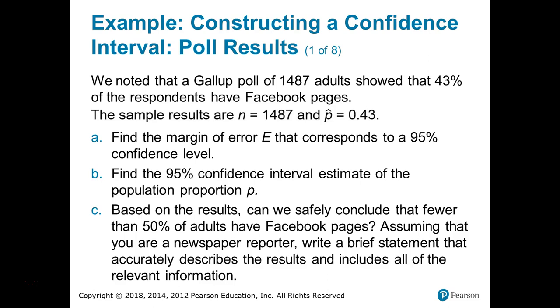We note that a Gallup poll of 1,487 adults showed that 43% of the respondents have Facebook pages. So the sample results are n equals 1,487, and the sample proportion is 0.43 for p hat. Find the margin of error that corresponds to a 95% confidence level. Find the 95% confidence interval estimate of the population proportion P. Based on the results, can we safely conclude that fewer than 50% of adults have Facebook pages?